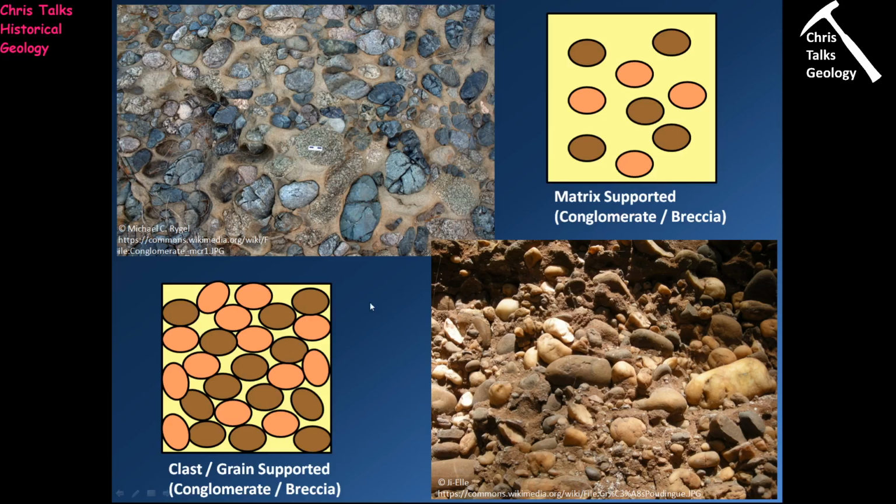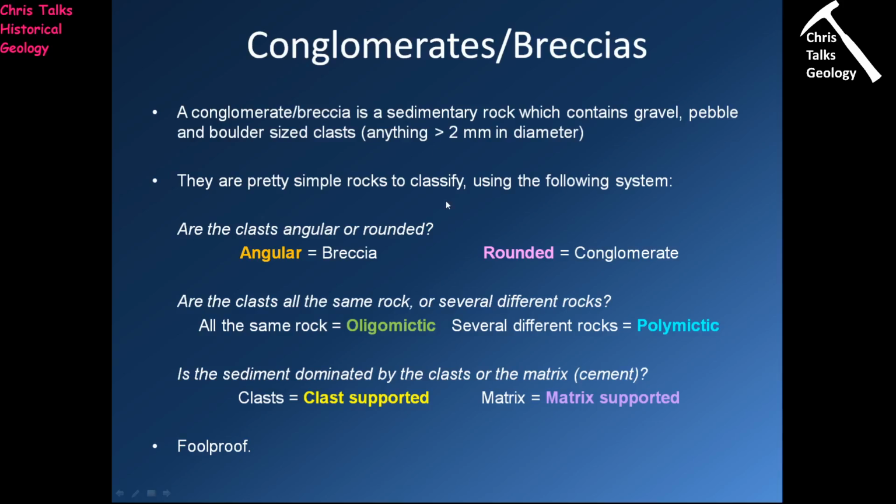If your conglomerate or breccia contains clasts which are separated by matrix, so they're not in contact with each other, you're going to have a matrix-supported conglomerate or breccia. So the classification of conglomerates and breccias is quite straightforward.